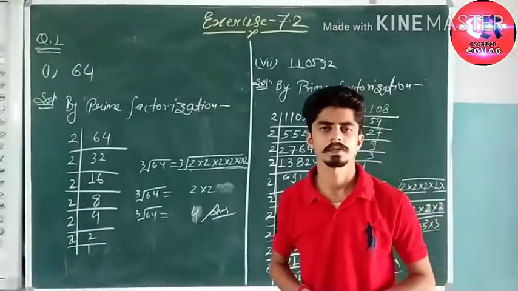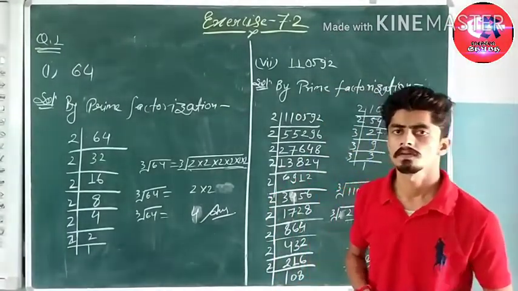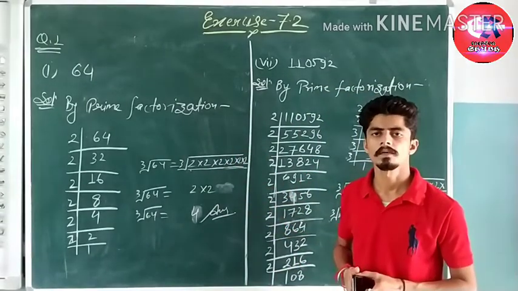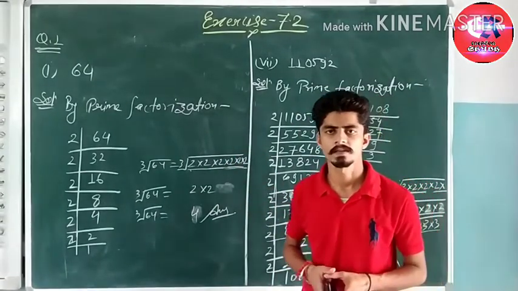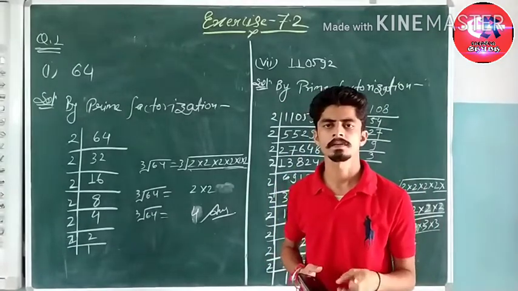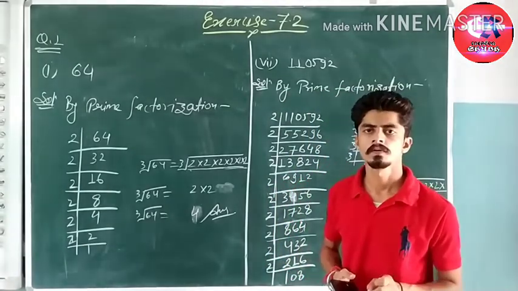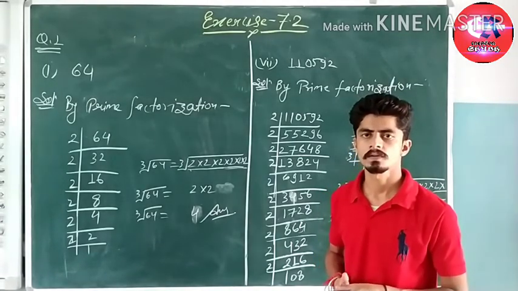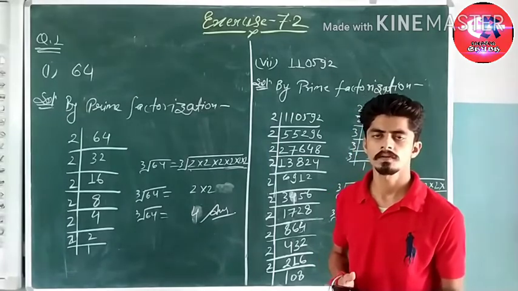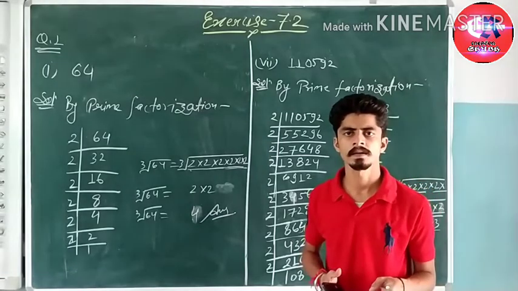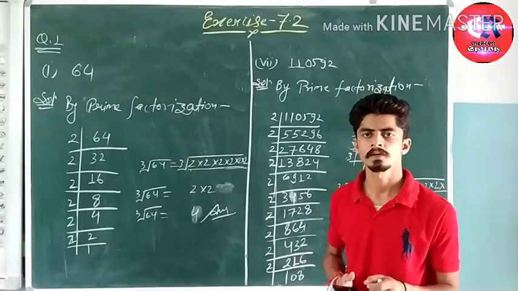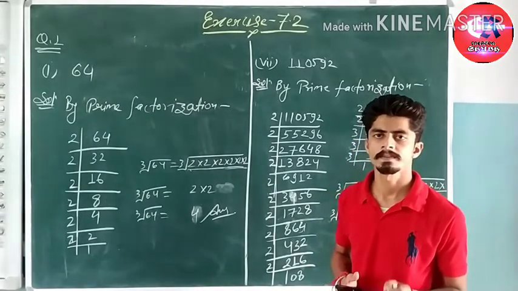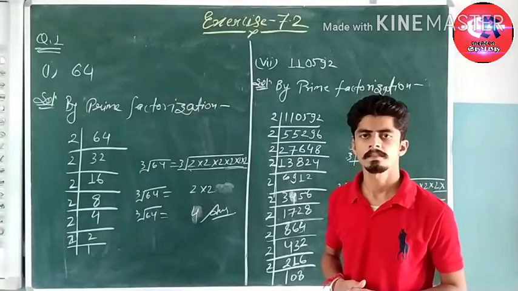Today we are going to start exercise 7.2. So the first question is, we have to find the cube root of a particular number by the prime factorization method. In the previous chapter you learned how to find the factors by the prime factorization method. In square roots we make a pair when a number is repeated 2 times, and in cube roots we make a group when the number is repeated 3 times. The rest of the method is the same.